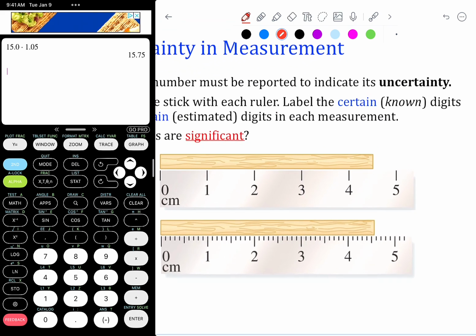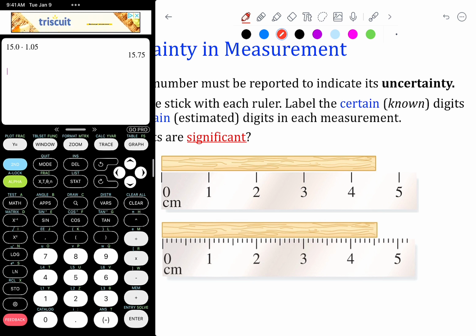Let's look at our first ruler here. This was the first one that we dealt with earlier when we said, maybe we said 4.5 centimeters, maybe we said 4.6 centimeters, okay? And we said it was kind of hard to tell if this stick fell exactly in the middle of 4 and 5 to know if it was 4.5 or 4.6. So our certain digit, I guess in this case, would be the 4. We are certain that this is more than 4 centimeters, but less than 5 centimeters.